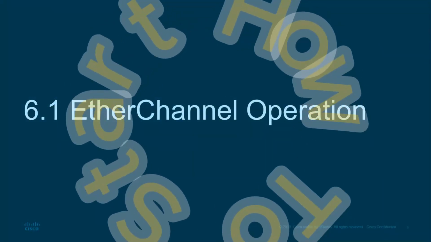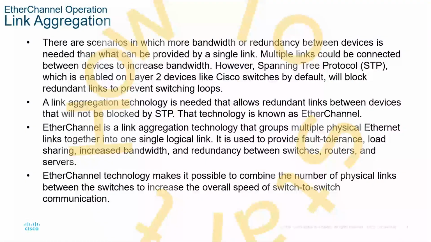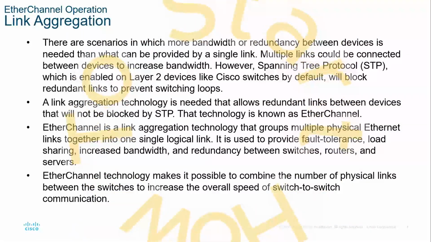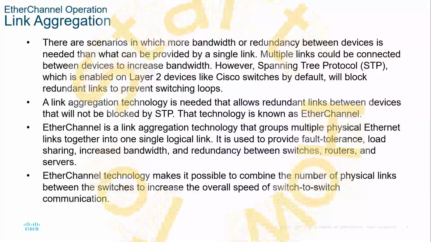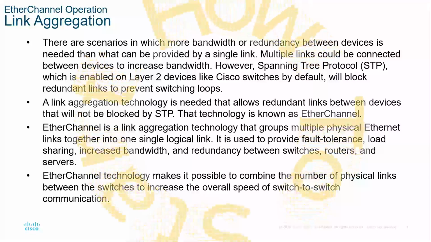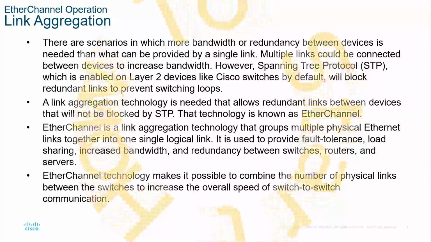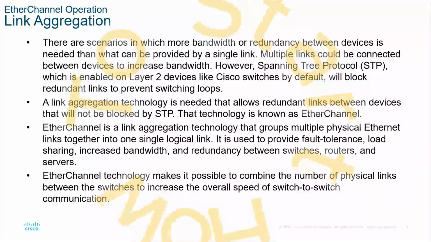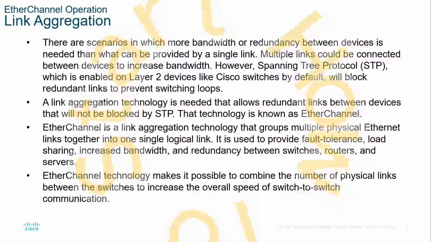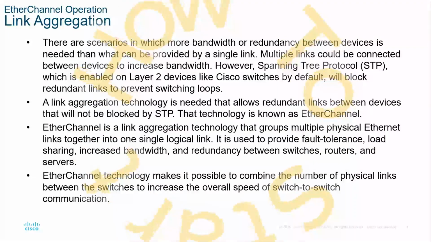What is EtherChannel operations? There are scenarios in which you need more bandwidth. You have a switch that has a ton of access for endpoint devices connecting to it, and they are sending lots of data. So how do we increase bandwidth? Sure, we could always buy a new switch that has additional speed. But what happens when we don't have the budget for that? We can actually take multiple links and combine them. This is what link aggregation is all about.